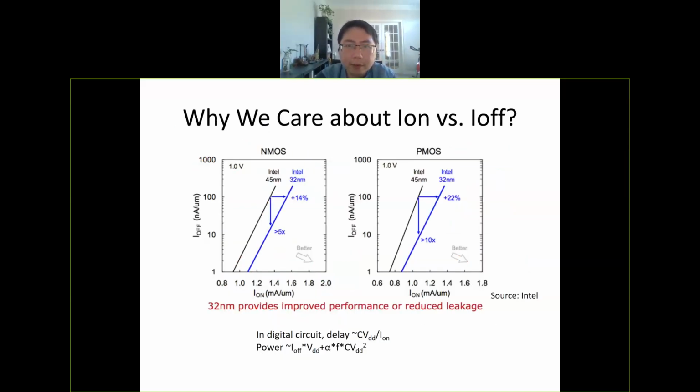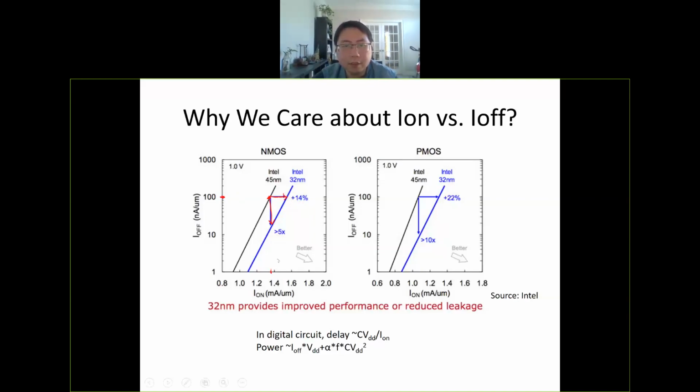And why do we care about the on-state current and off-state current in the transistor? Here is the data from Intel, 45 nanometer and 32 nanometer, two generations. If you keep the same on current here and look at the off current, it will reduce by 5x. Or if you keep the same off current here, then the on current will increase by 14%.